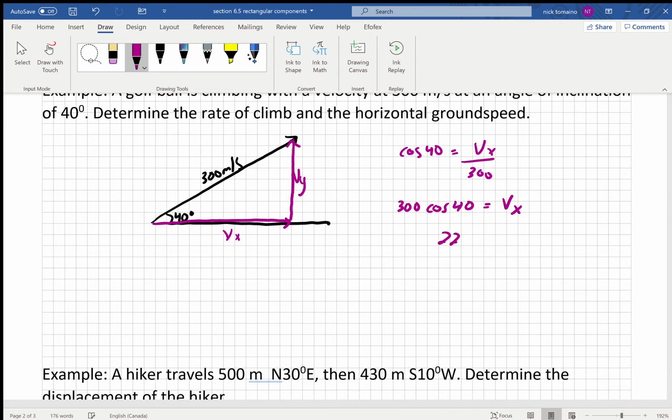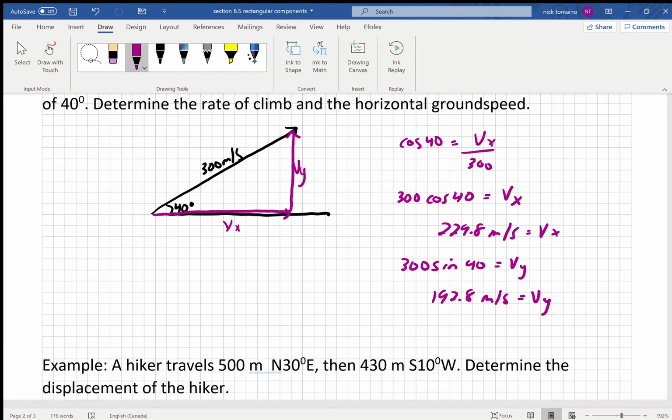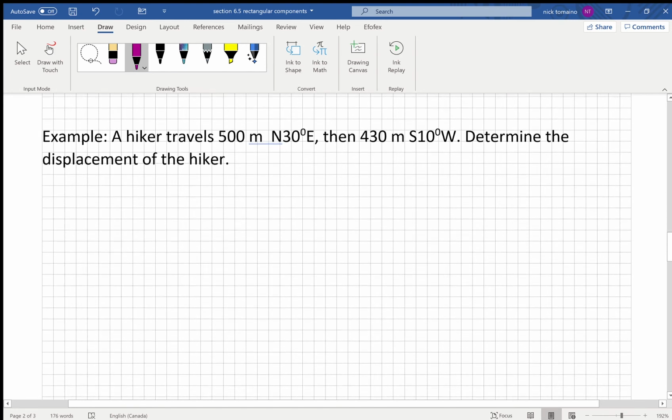229.8 meters per second. Okay, so if you're watching the distance, that's how fast it would look like it's going along the ground. And then we have 300 times sine of 40 is equal to Vy, and we get Vy to be 192.8 meters per second. So this is how quickly it's climbing vertically. All right, nice. And our last example.